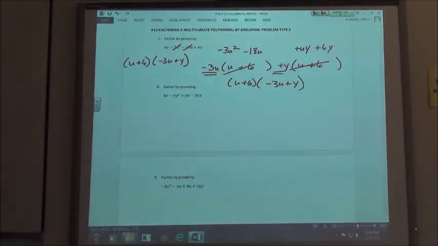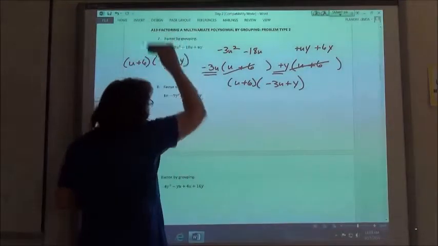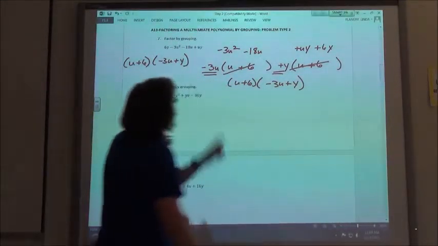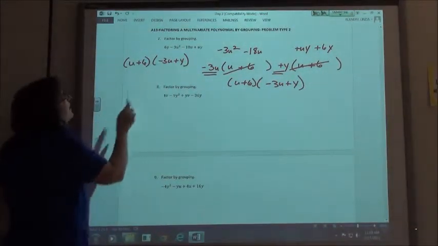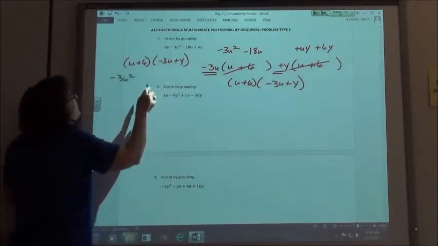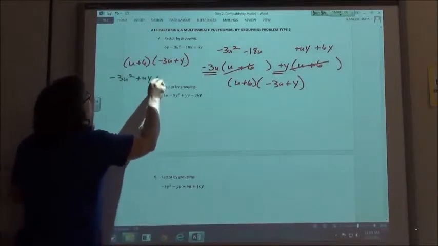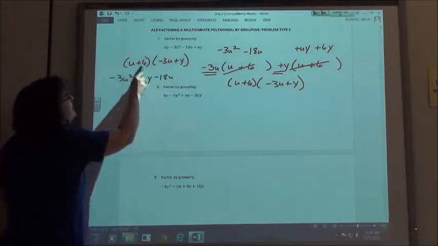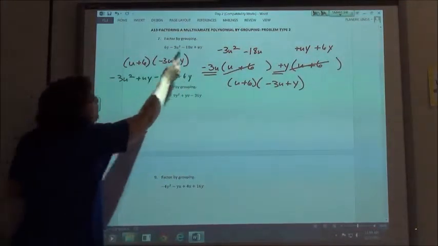Now if you wanted to check that, what you would do is FOIL it out to make sure you get the same thing you started with, because that's what factoring is: you're trying to figure out, well, what times what would give me those four terms. U times negative 3u is negative 3u squared. U times a positive y is a positive uy. 6 times negative 3u is negative 18u. 6 times y is a positive 6y. Notice I got the same four terms.